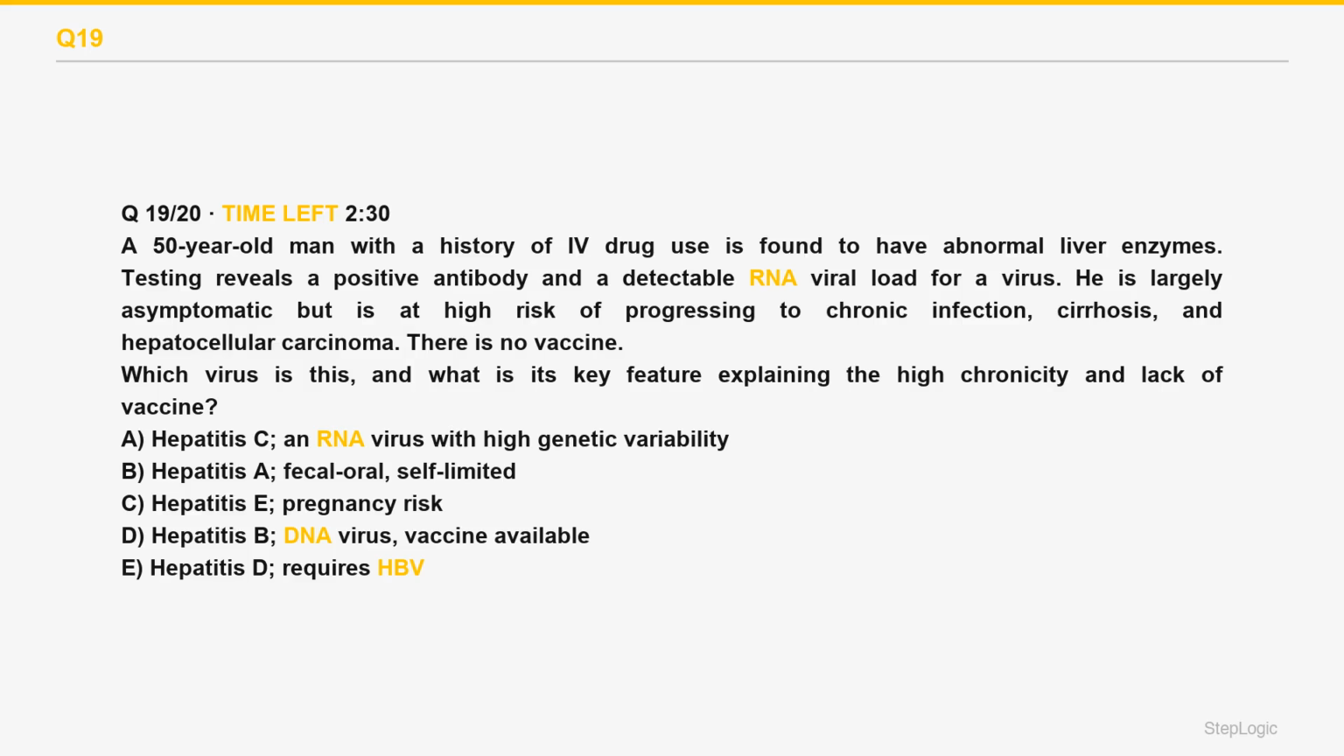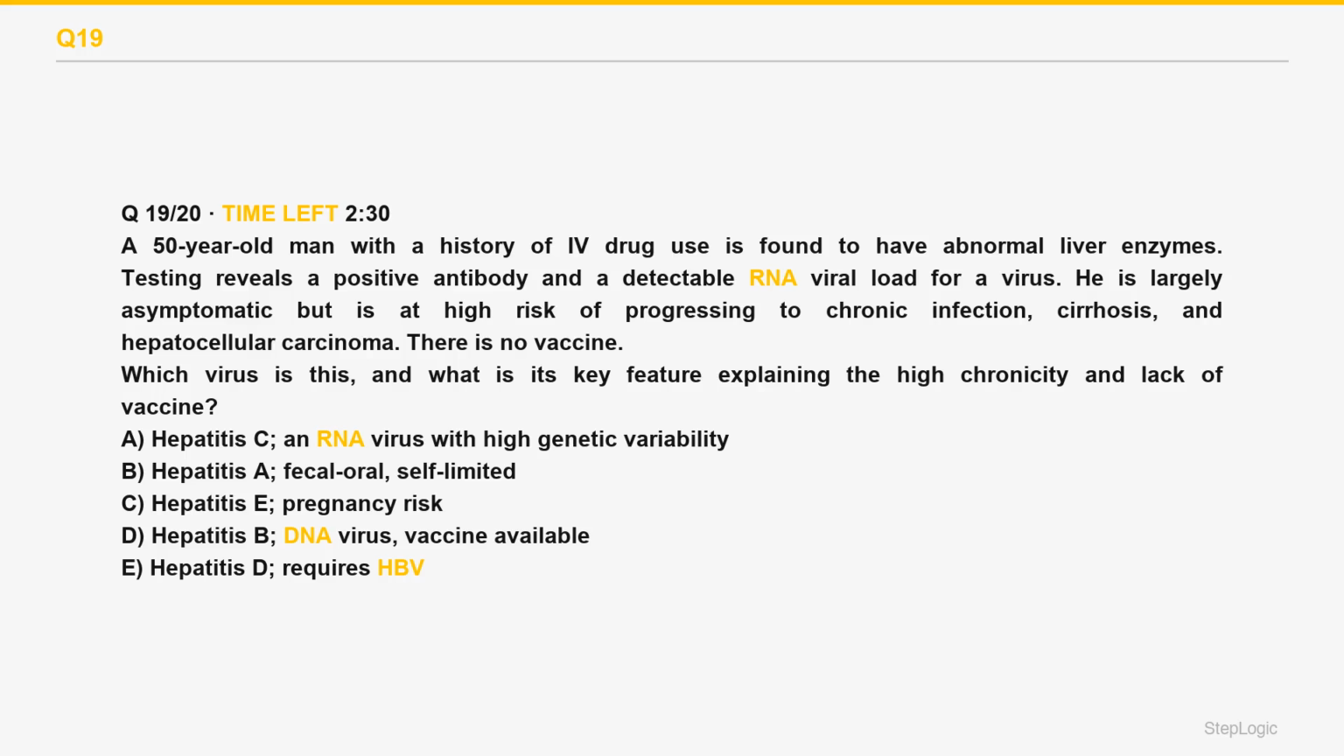Which virus is this? And what is its key feature explaining the high chronicity and lack of vaccine? A 50-year-old man with a history of IV drug use is found to have abnormal liver enzymes. Testing reveals a positive antibody and a detectable RNA viral load for a virus. He is largely asymptomatic but is at high risk of progressing to chronic infection, cirrhosis, and hepatocellular carcinoma. There is no vaccine.